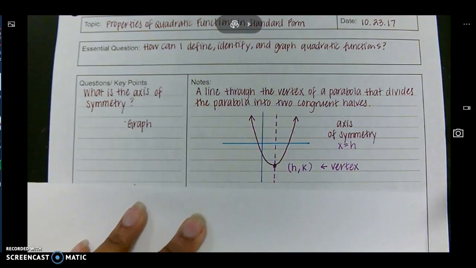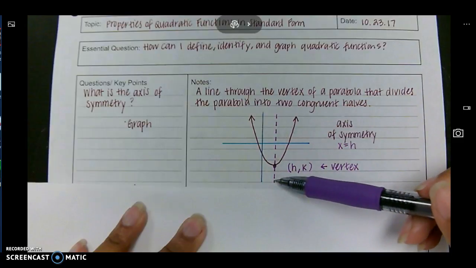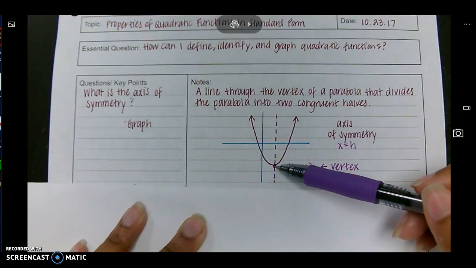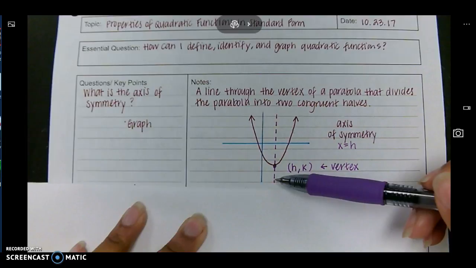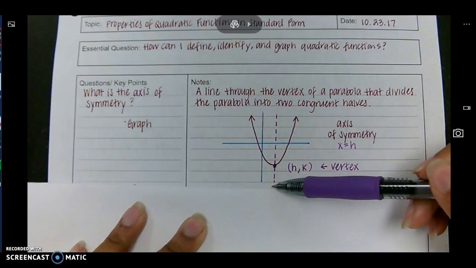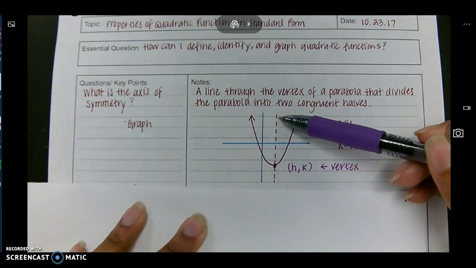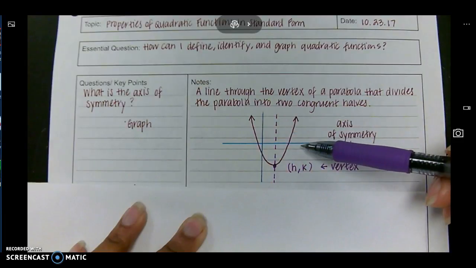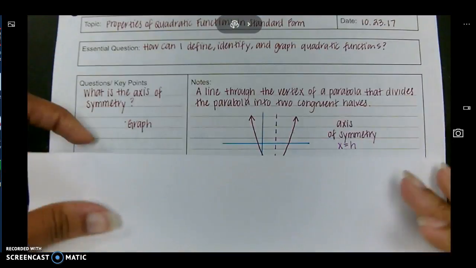And so, just like the definition says, it's a line through the vertex of the parabola. The vertex is always going to be at the center of the parabola. Okay. Dividing it into two congruent halves. So if you were to fold this parabola at the line in which it divides it, both sides should match up perfectly. It should match up perfectly, okay?